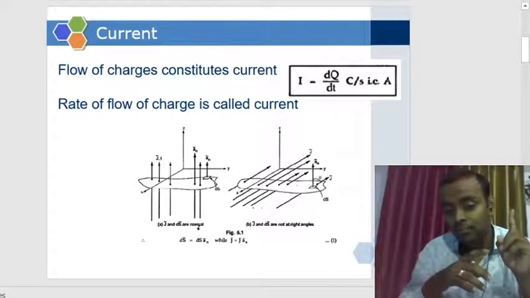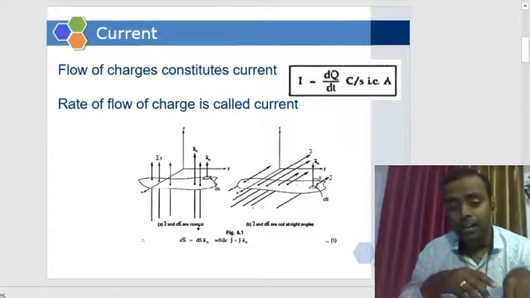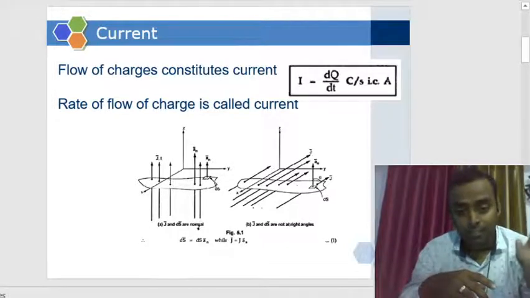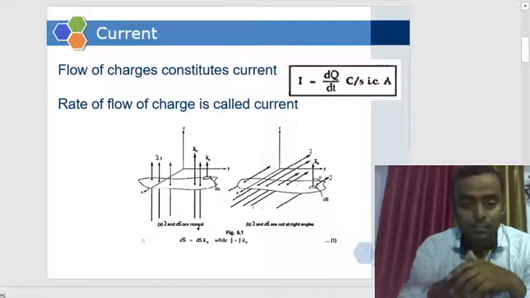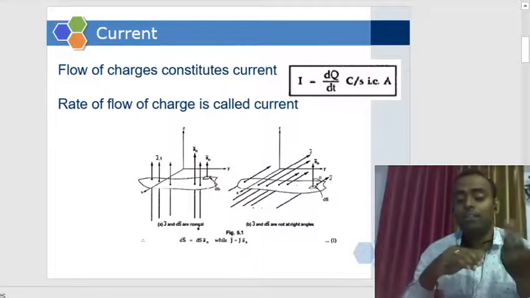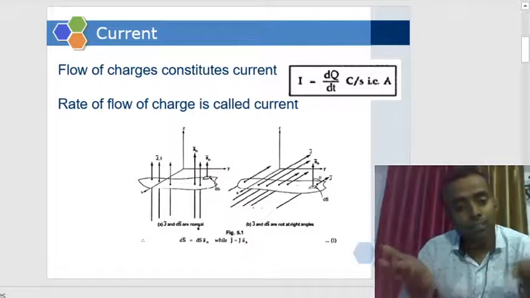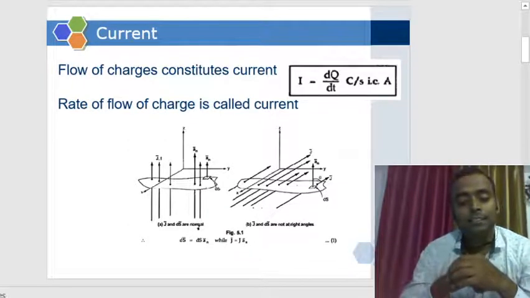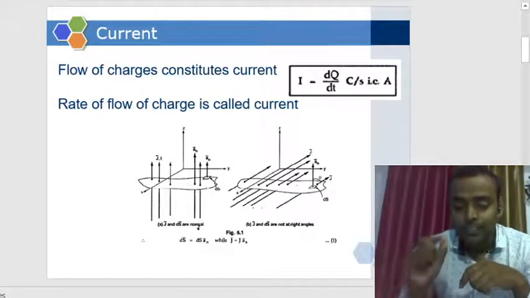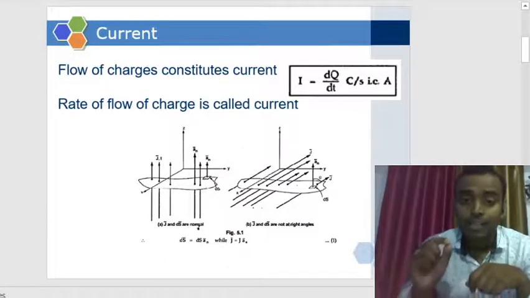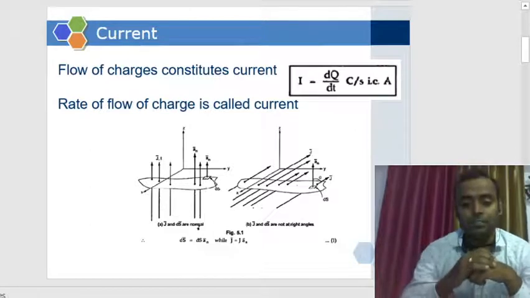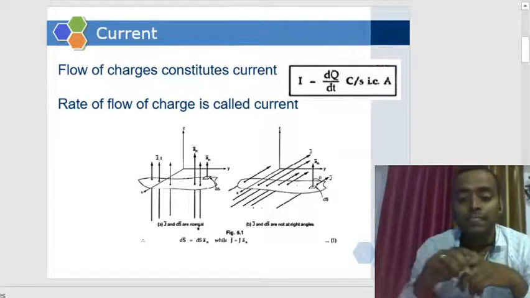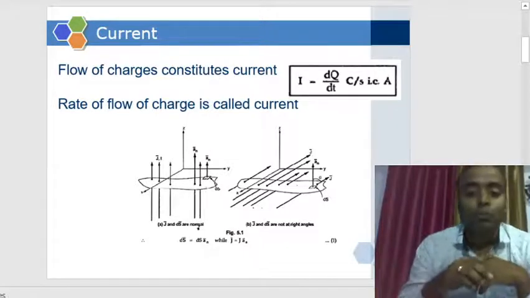That will give us the current per unit area. And what is current per unit area? It is current density, as we had defined in our flux part. Flux per unit area is flux density. So current per unit area is current density, isn't it? And this current density is denoted by the letter J. Okay, and it has a specific direction. So J is a vector quantity.